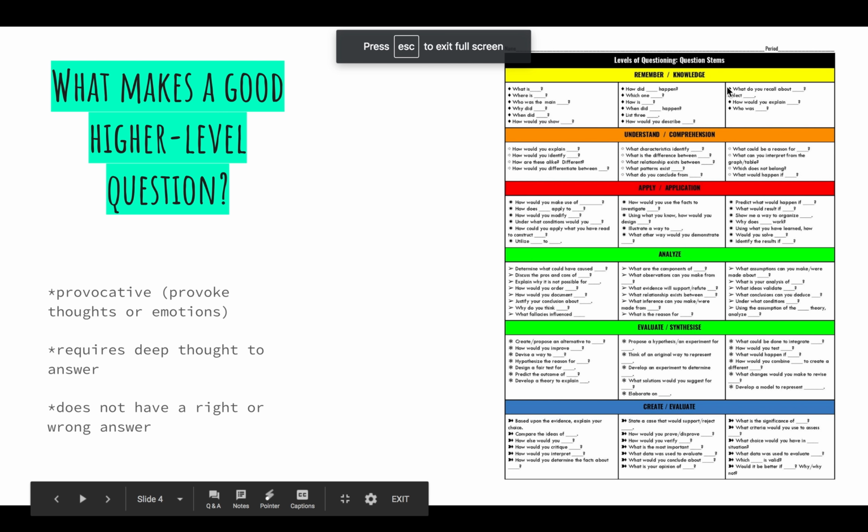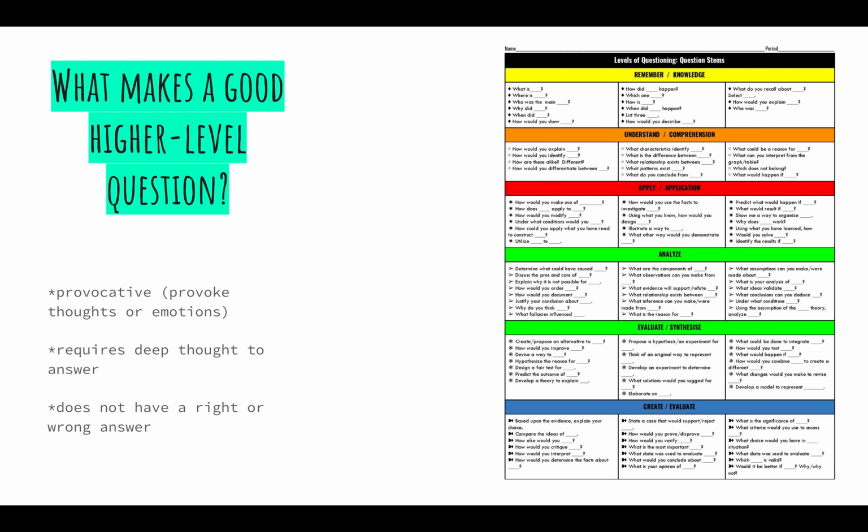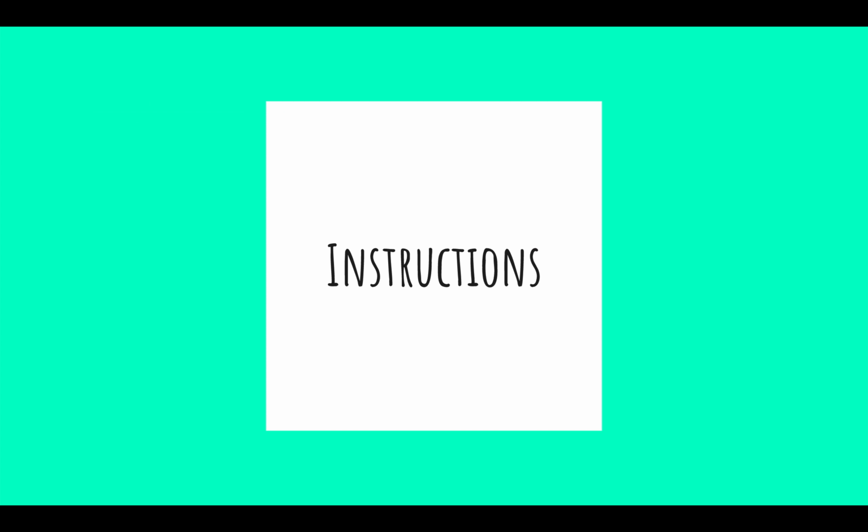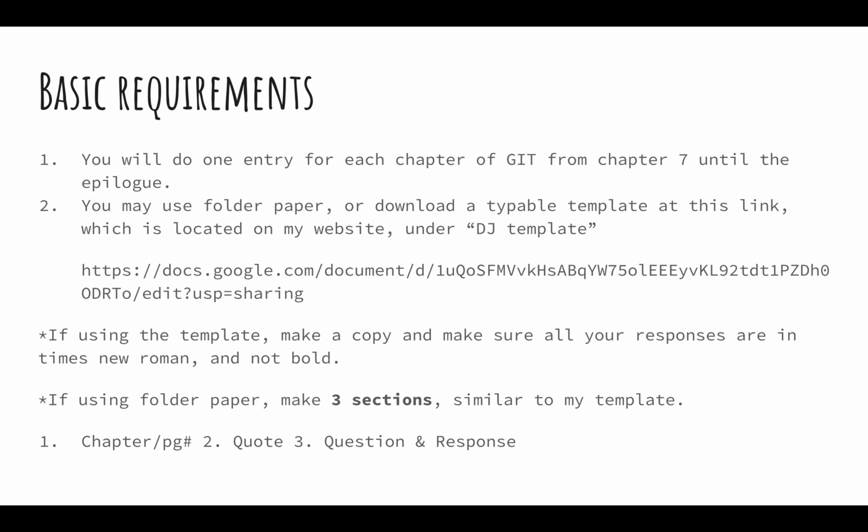Now that we went over what makes a good higher level question, and I gave you a bunch of question stems to pull from, let me give you your instructions on what you're going to do. The basic requirements of the DJs is that you're going to do one entry for each chapter of Girl in Translation from chapter 7 all the way until the epilogue. You can use folder paper or download a typable template at this link, which is on my website.